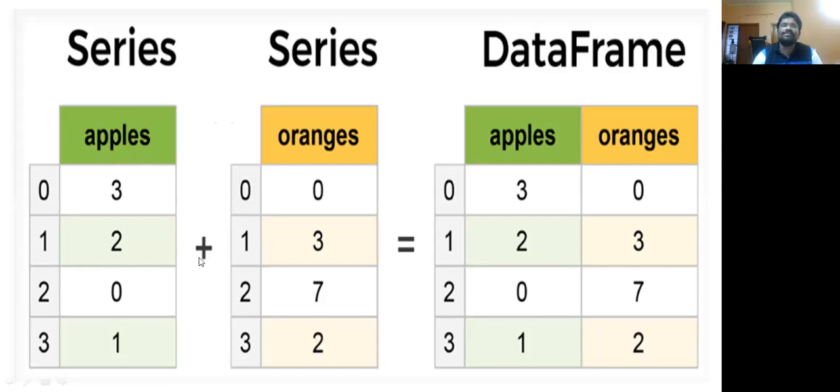But when we make these two series into a dictionary, then we can get the data frame. So there are 4 indexes, and here are the apples and oranges, so those are the two names. So 3, 2, 0, 1 and 0, 3, 7, 1. This is called a data frame. Here it contains the rows as well as columns.